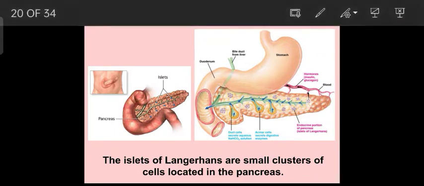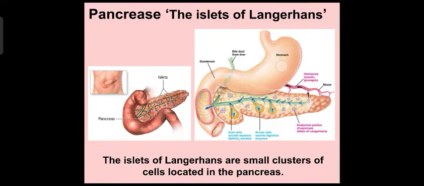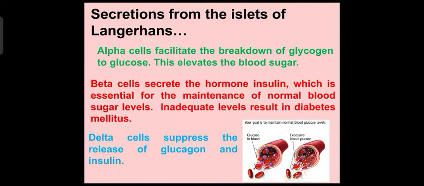Here is the pancreas. That is the stomach, and that is the pancreas. That is the endocrine gland. Actually, the pancreas is a heterocrine or mixocrine gland because it shows both exocrine as well as endocrine gland actions.